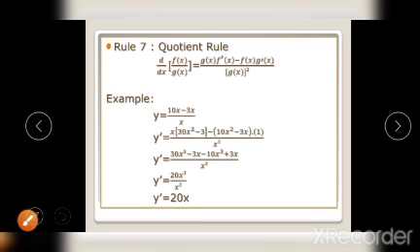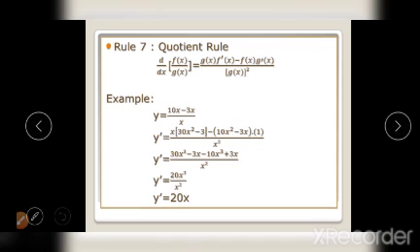Next is rule 7, the quotient rule. So copy the denominator first and then multiply the derivative of the numerator, minus copy the numerator and then multiply the derivative of the denominator, all over the square of the denominator.